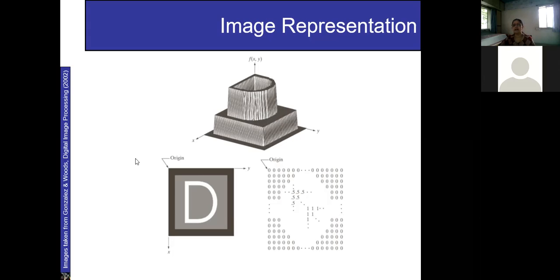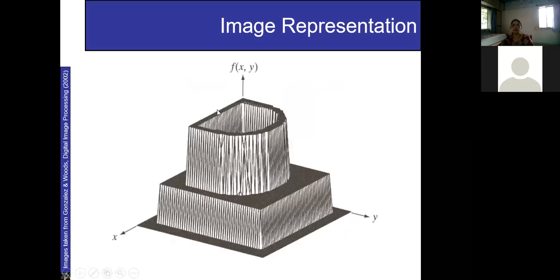So these are various representations of the same thing. When we visualize it as an image, it will look like this. If we plot gray value as the third axis, the amplitude axis, it will look like this. And when we store it in a storage medium, it will take values as shown here.